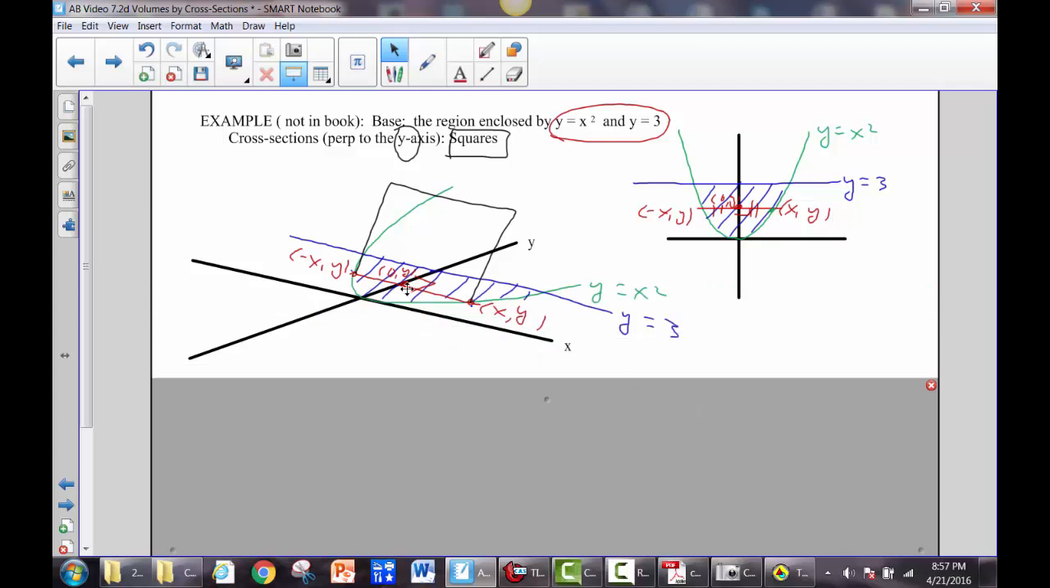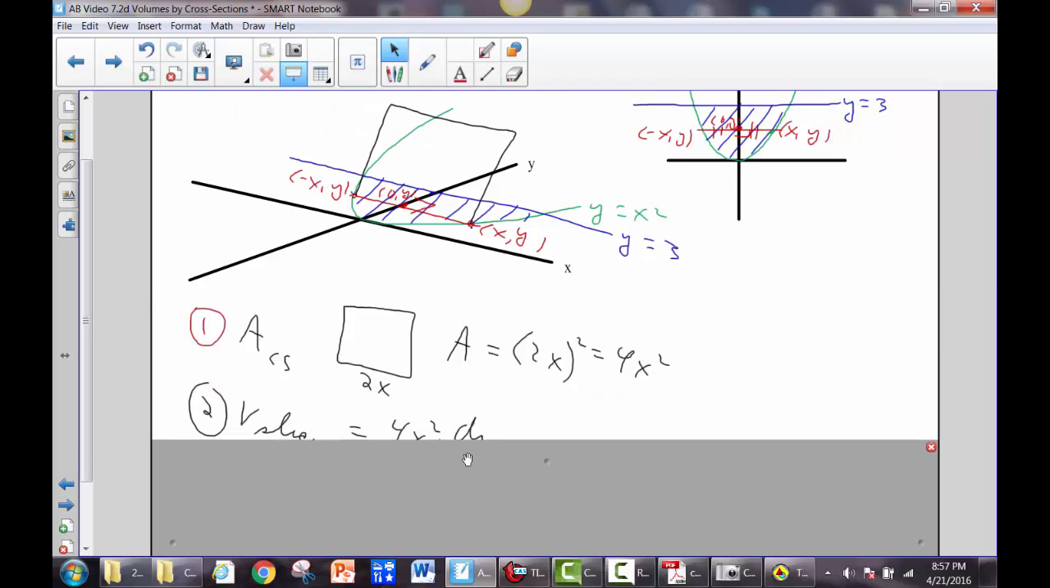So I drop that down perpendicular to the y-axis. Again, this is going to get bisected. So if this length is x, this length is also x. So the whole thing is 2x. And therefore, the area of the square is 4x squared.